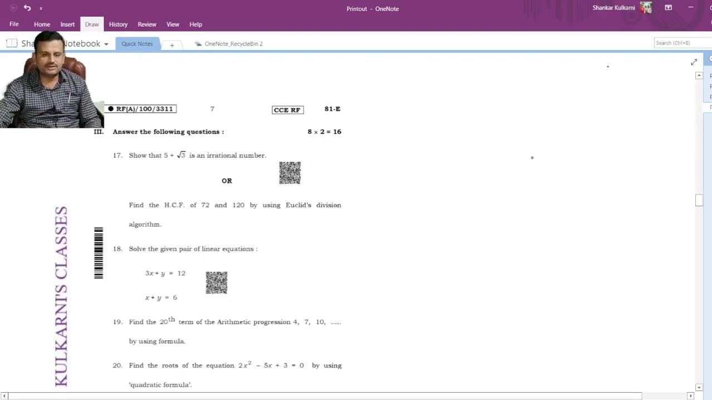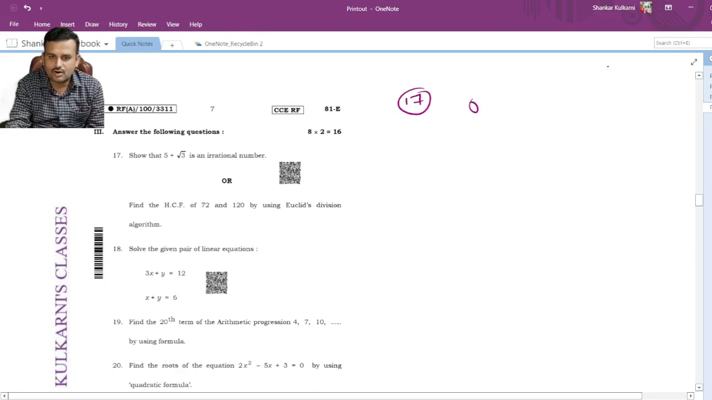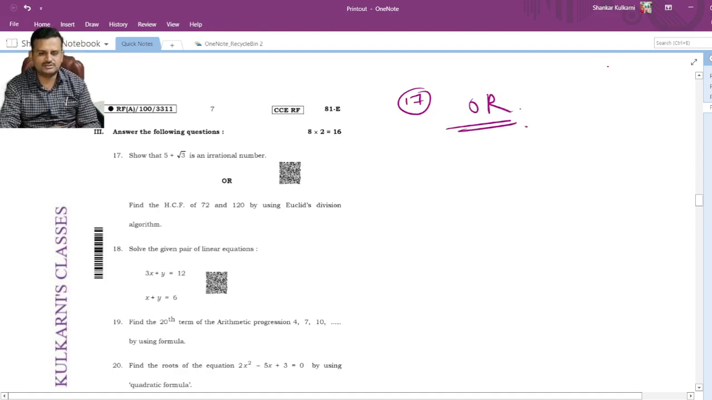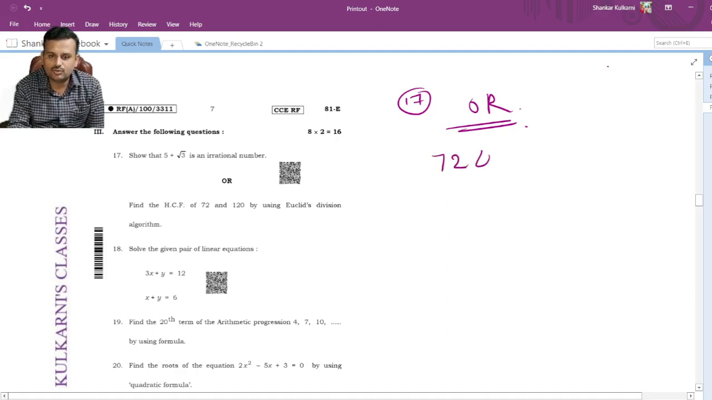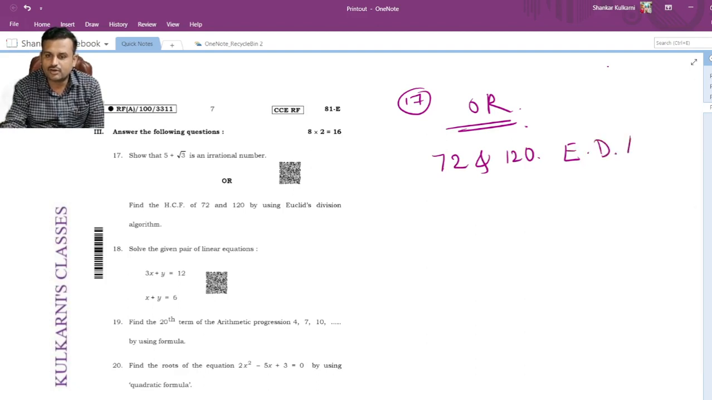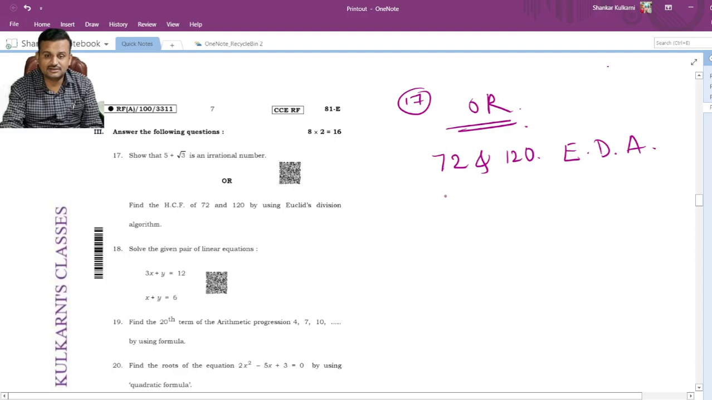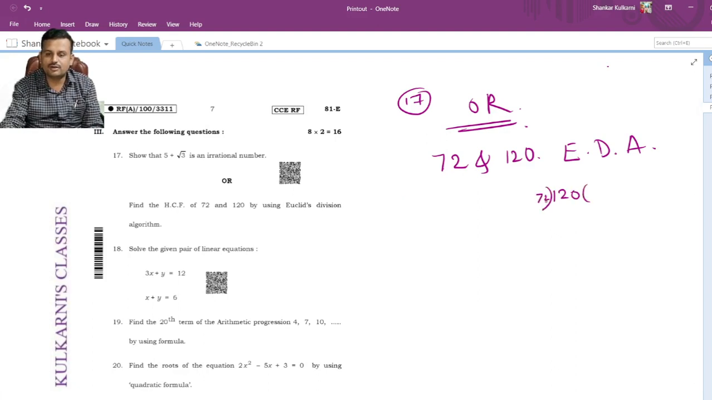Okay. Now let us try to solve. There is another part in the 17th question. It is also related to the same lesson. Okay. So they are asking to find the HCF of 72 and 120 by Euclid's division algorithm. We know the finding of HCF in a normal way, but here how to write it. Yes, we know the proper method. So what we have to do, first divide the bigger number by the smaller.